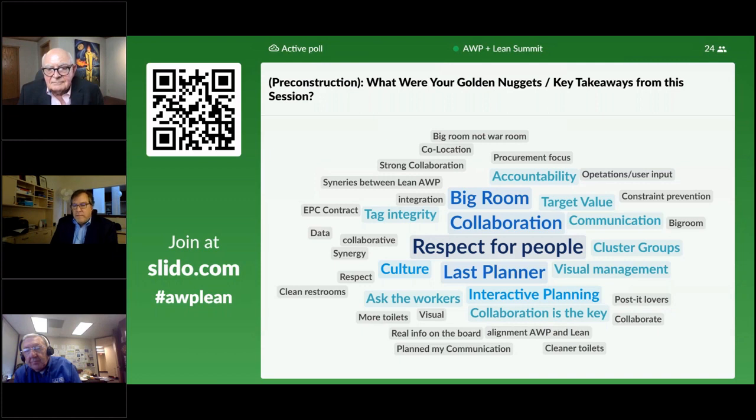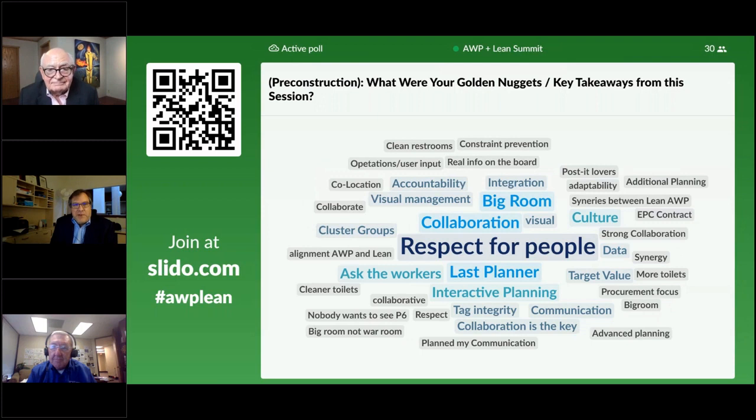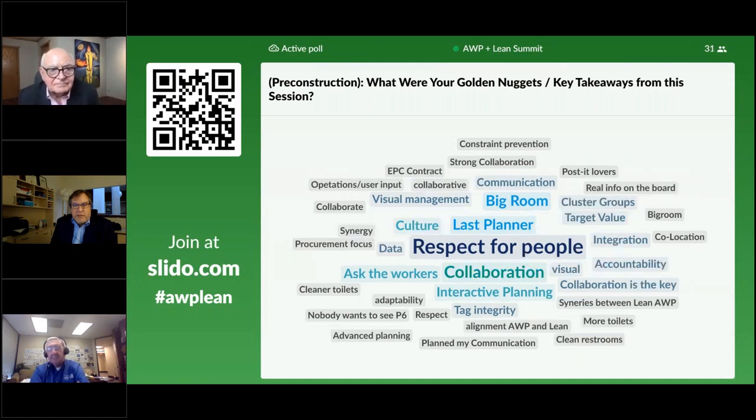Okay, so looking at the word cloud that we've got there, what jumps out at you, team? Respect for people. Yeah, collaboration and big room. I mean, clearly they're all related, because the big room is heavily reliant on people participating and collaboration. And this equal, no rank in the room. You know, we use a military term that everybody is equal. They all have a voice. And to me, that is something that's important.